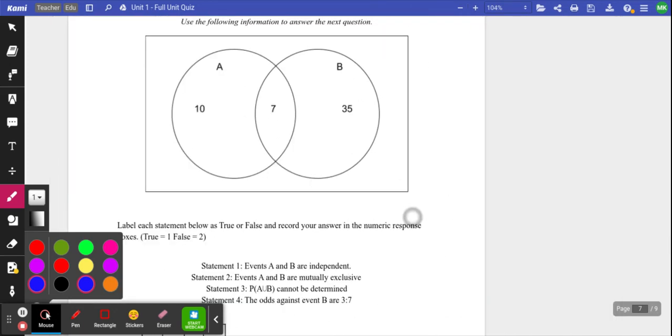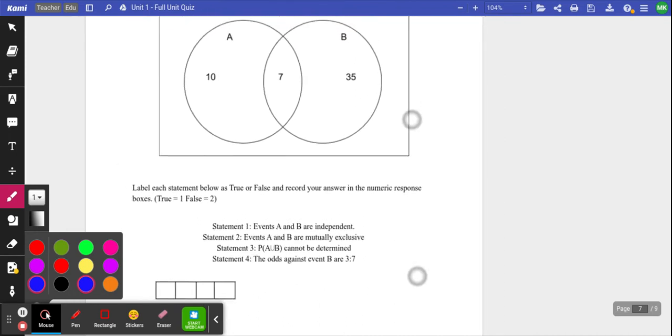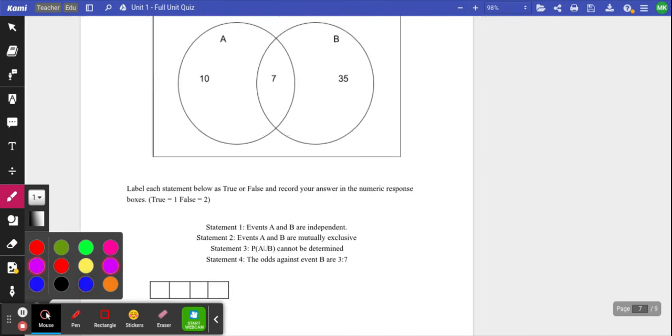Awesome. Here's a Venn diagram. 4 statements are made. Label them 1 or 2. So if it's a true statement, you put a 1. If it's a false statement, you put a 2. Events A and B are independent. Independent means that the chances that one of them happens would affect the likelihood of the other one happening.